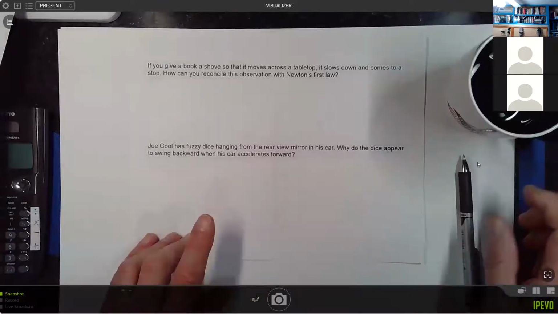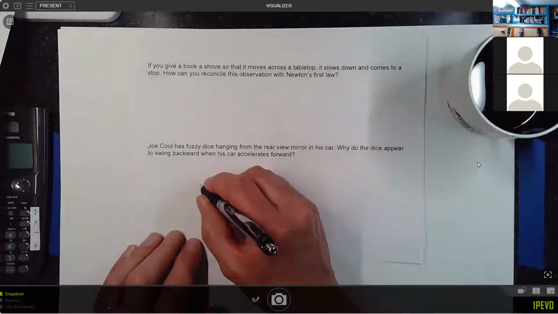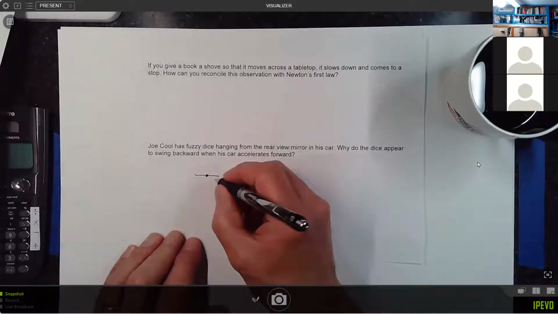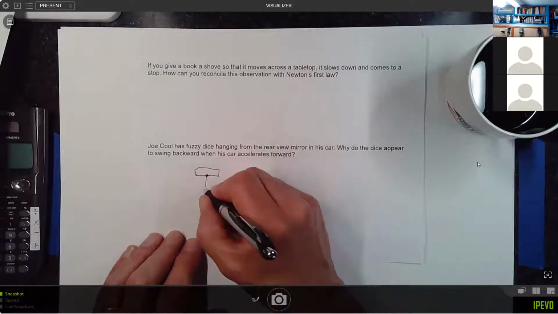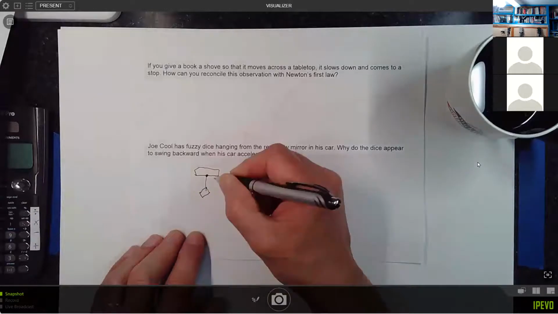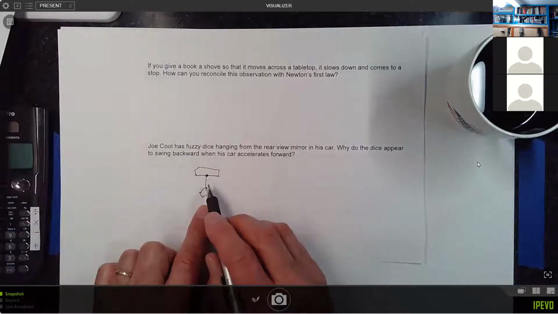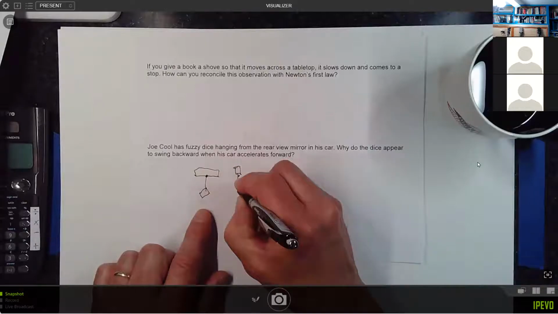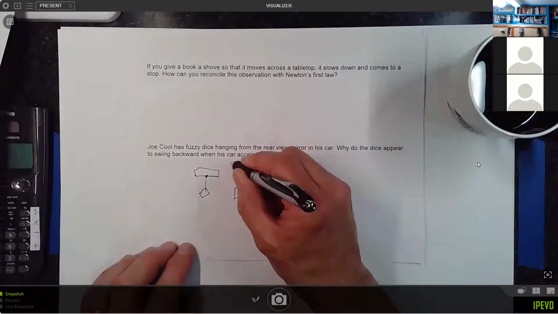Well, think about this. I'll try to just draw. So here's the top of the car, or this is the rear view mirror in the car, and the fuzzy dice are hanging down here. I'm just going to try to draw one fuzzy dice, not sets of them. I should look at it like this. So here's the mirror, here's the fuzzy dice hanging here, and the car accelerates forward.